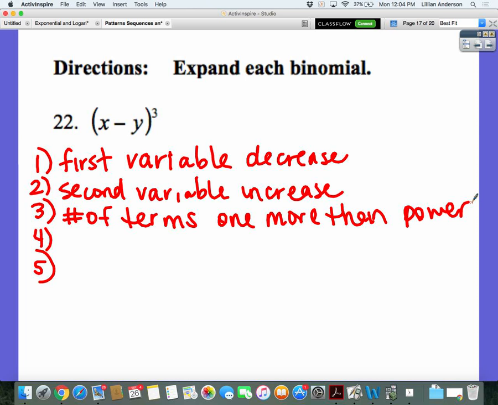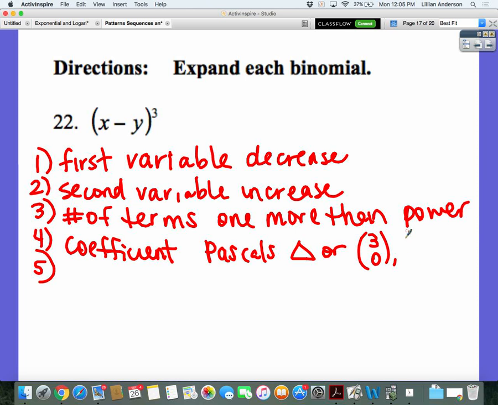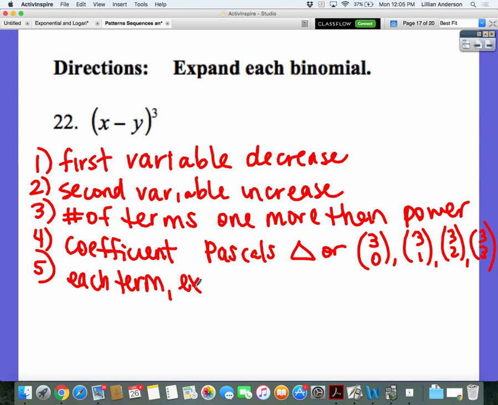The coefficients are always from your Pascal's triangle, or you can think of it from your binomial theorem. Remember, it always goes 3 choose 0, 3 choose 1, 3 choose 2, all the way up to 3 choose 3. That's what the binomial theorem tells you. And the last thing is that for each term, the exponents should add up to equal your power.